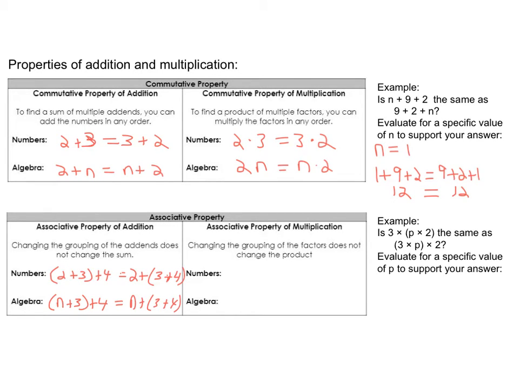And the same thing goes with the associative property of multiplication. I can have 2 times 3 times 4, and that's the same as 4 times 2 times 3. Oops. That's the commutative property. Never mind. Let's start that again.